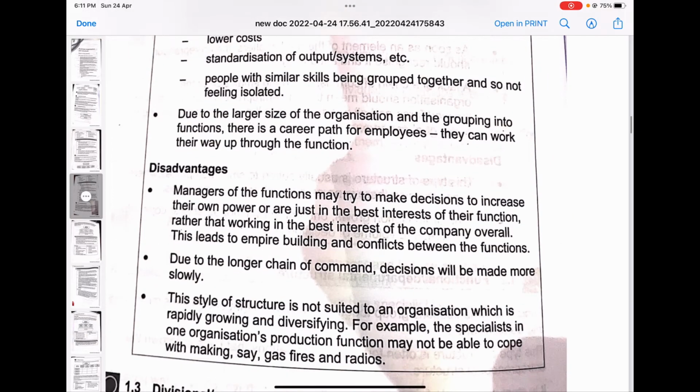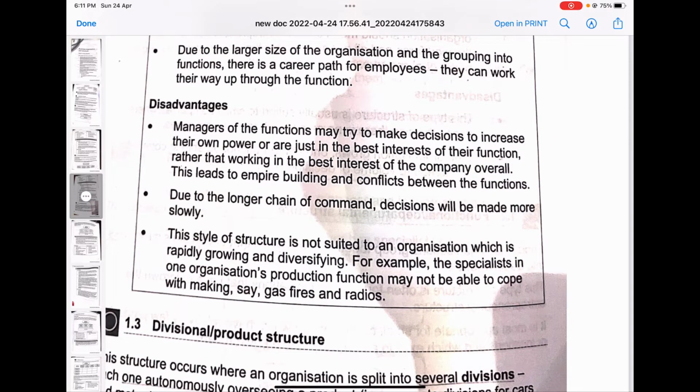And now we have the disadvantages. Managers of the functions may make decisions to increase their own power, or in the best interest of their function rather than the best interest of the company overall. This leads to empire building and conflicts between the functions. Due to the longer chain of command, decisions will be made more slowly. This style of structure is not suited for an organization which is rapidly growing and diversifying. For example, the specialists in one organization's production function may not be able to cope with making, say, gas fires and radios.